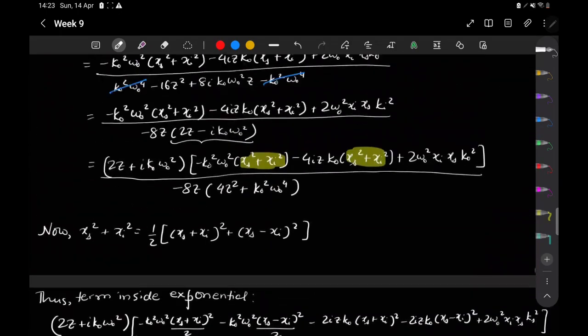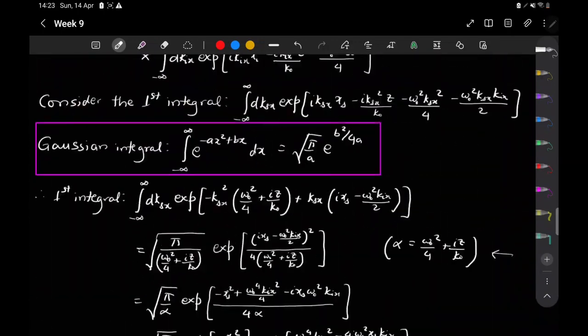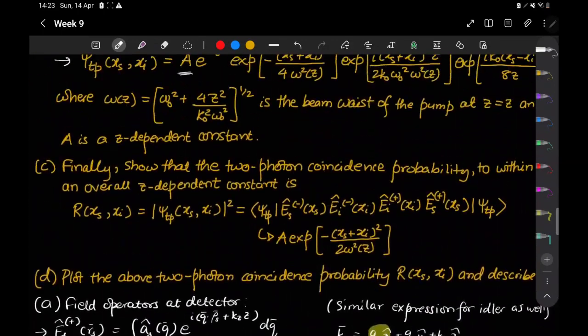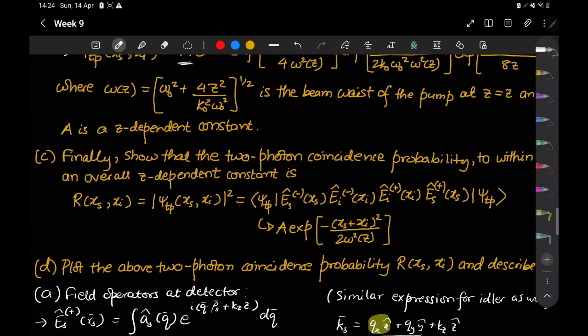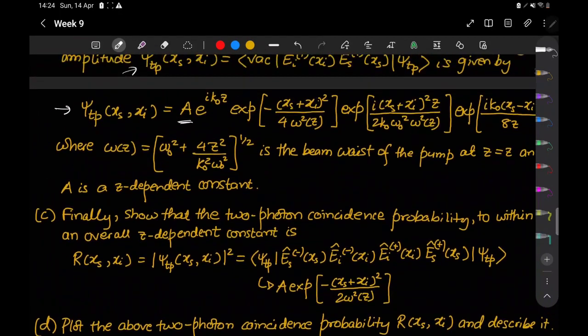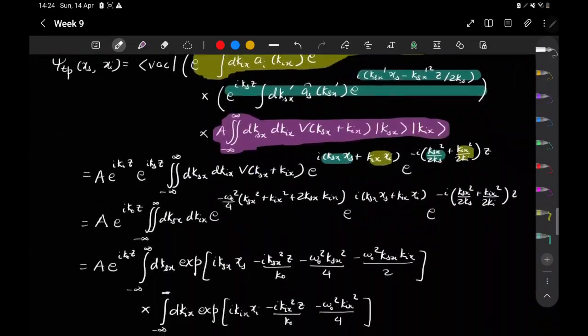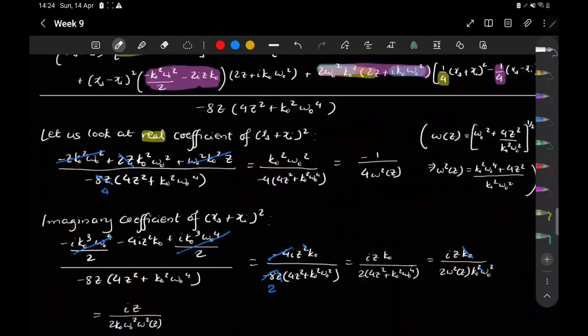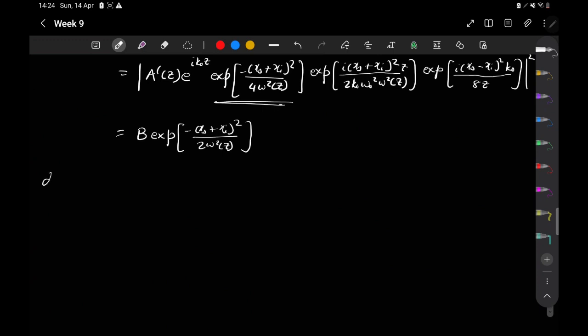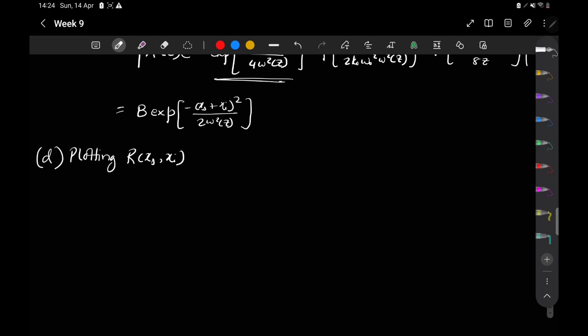Next, part D. Part D says plot the above two photon coincidence probability and describe it. So let us first describe it, then we will plot. So from C we have this.